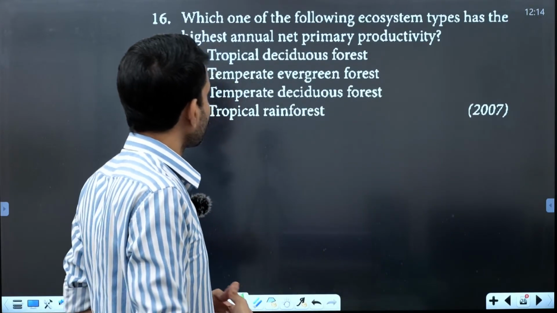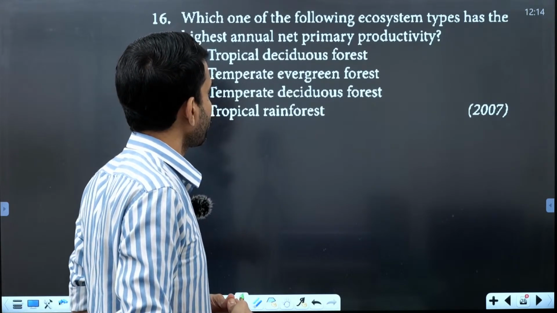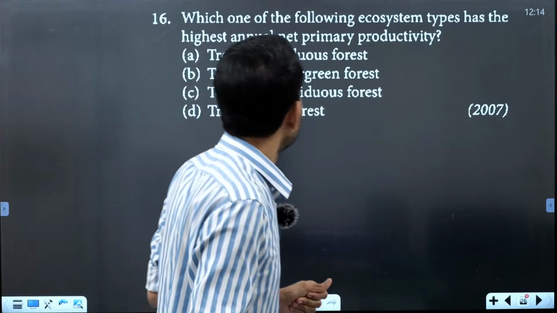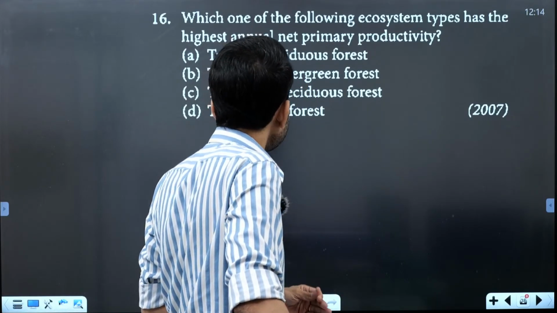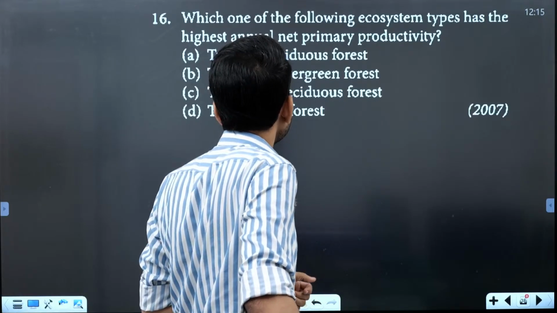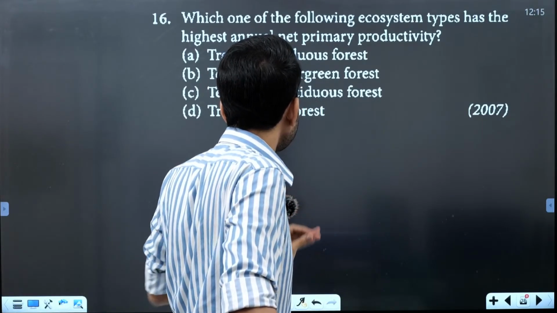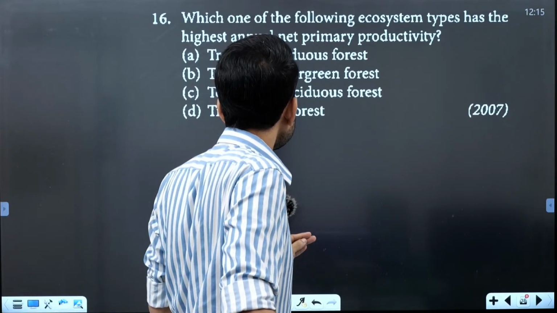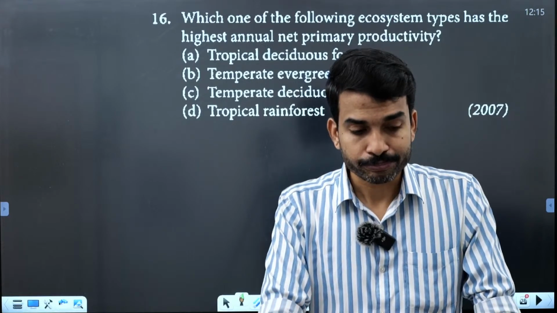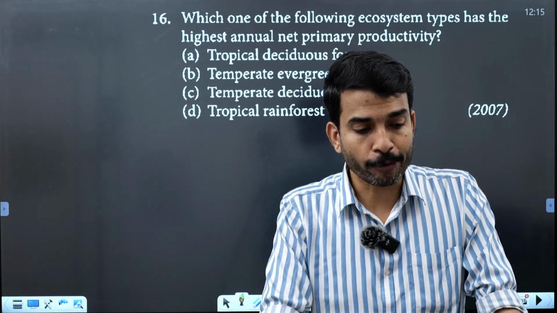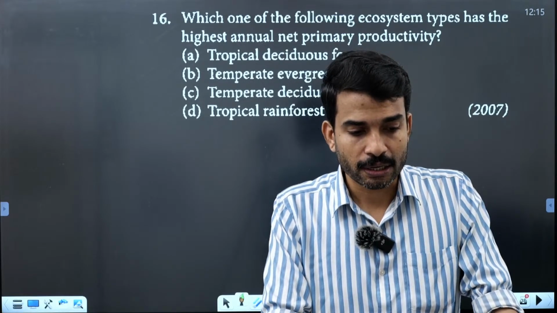Next one, which one of the following ecosystem types has the highest annual net primary productivity? You can guess it. We have given the tropical deciduous forest, temperate evergreen forest, temperate deciduous forest, and also tropical rainforest. You have to guess where we are expecting more primary productivity.